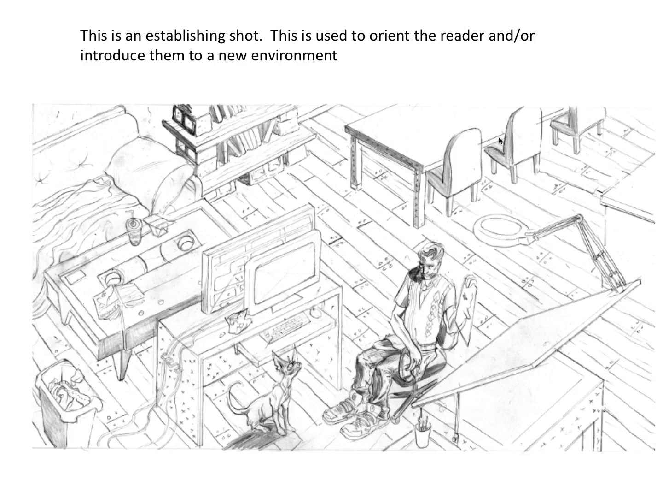This establishing shot is used to orient the reader or introduce them to a new environment. We use these establishing shots as a sort of logical thing to orient the reader. It's not to enhance drama. It's specifically for orientation. And these establishing shots have a high horizon line.